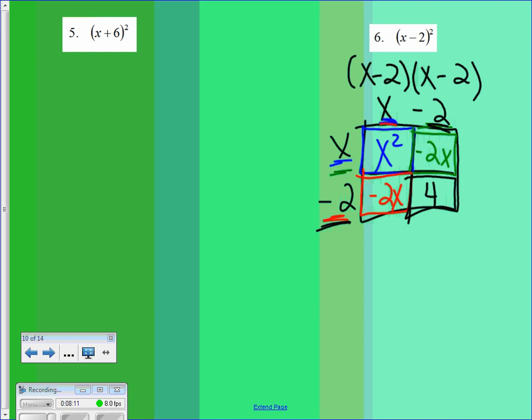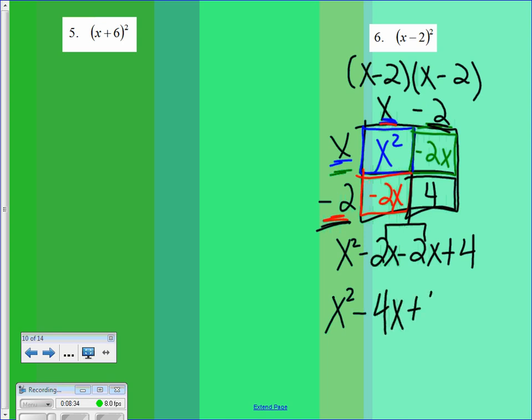Once we have that done, we go ahead and we can write out our terms. Some of you, when you're looking in the boxes, might notice the like terms. You can combine them as you're writing it out. That's fine. I just like to write it out separately just so I can see it better. So x squared doesn't have any like terms. I can take -2x and subtract -2x, and that gives me -4x, and then I'm going to add 4. That's all I need to do for number 6.